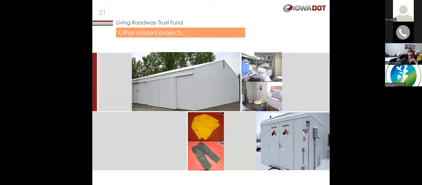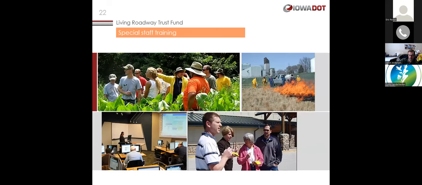There's also a category for other related projects, which keeps options open that are applicable to IRVM, but not specifically called out elsewhere. So some previous examples of these have been equipment storage, seed storage, and herbicide storage facilities. And then lastly, special staff training. LRTF can fund registration and expenses for seminars, conferences, and training sessions related to IRVM.